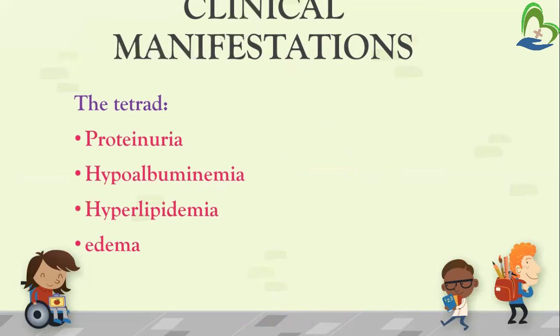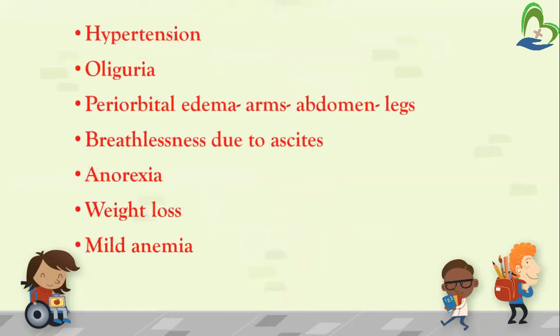Then clinical manifestations. Proteinuria, hypoalbuminemia, hyperlipidemia and edema: these four are the first clinical manifestations of nephrotic syndrome. Then hypertension, oliguria, periorbital edema, edema on the arms, abdomen and legs, breathlessness due to ascites, anorexia, weight loss, and mild anemia also.